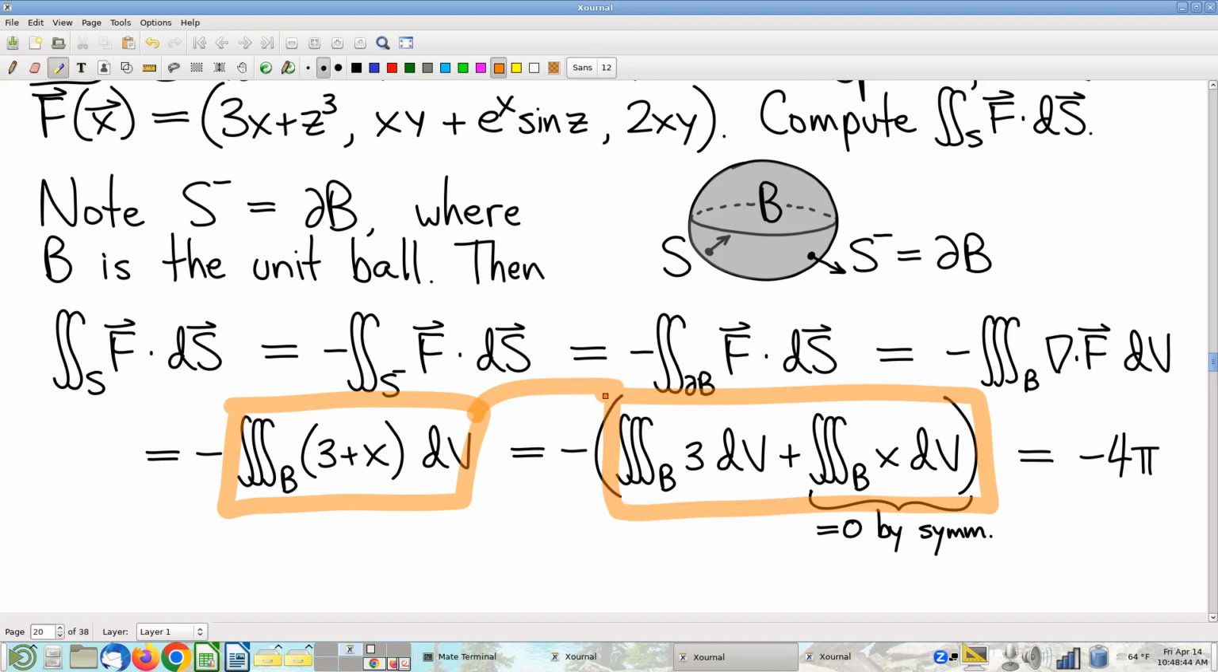Separate it into 2 separate integrals. And even though this integrand here doesn't have any particularly nice features, each of the pieces of it does. So 3 is awesome. It's a constant. I love constants. Right? X, oh, that's got the potential for a symmetry argument because it's got odd symmetry in a certain direction. So I love that too.